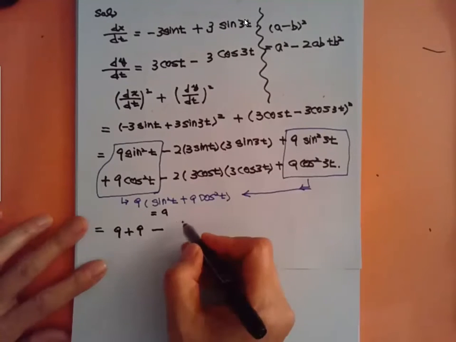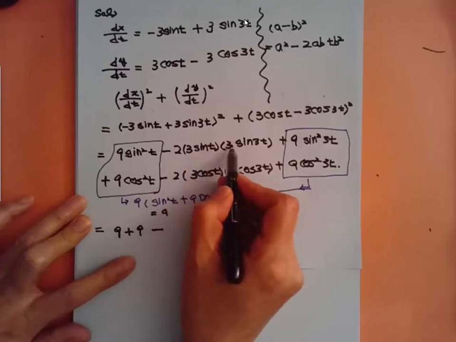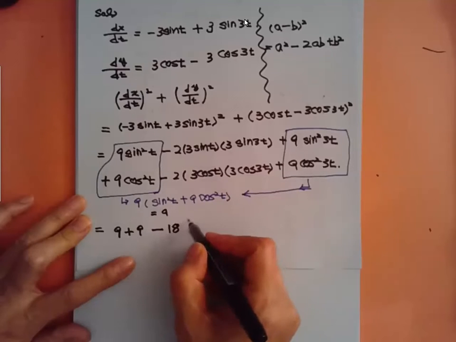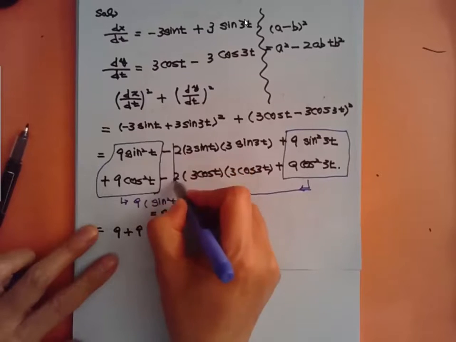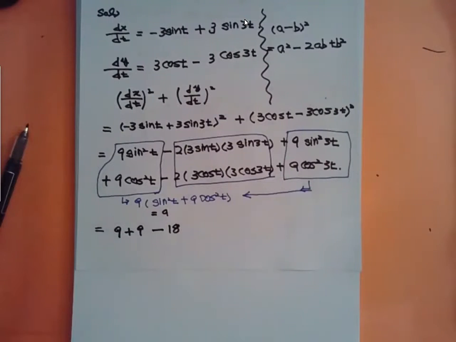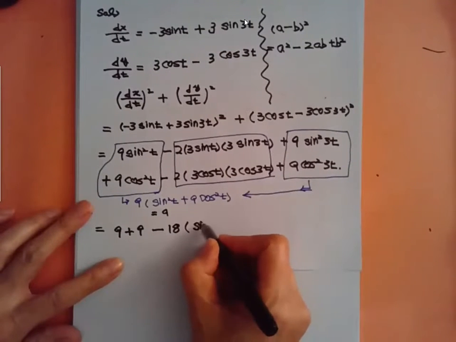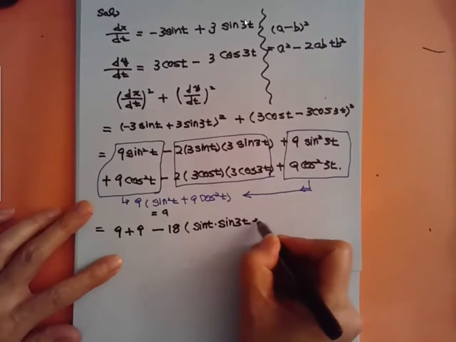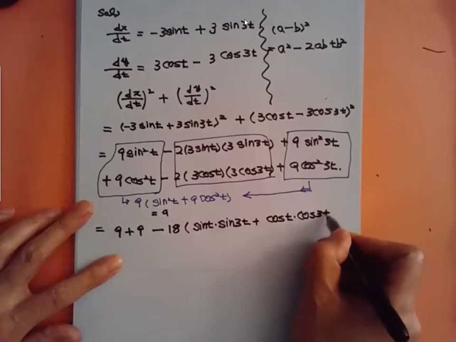minus 2 times 3 will make 6. 6 times 3 will make 18, right? So 18 is a common factor when we consider this part. So this one is something like sine t times sine of 3t plus cosine of t times cosine of 3t.